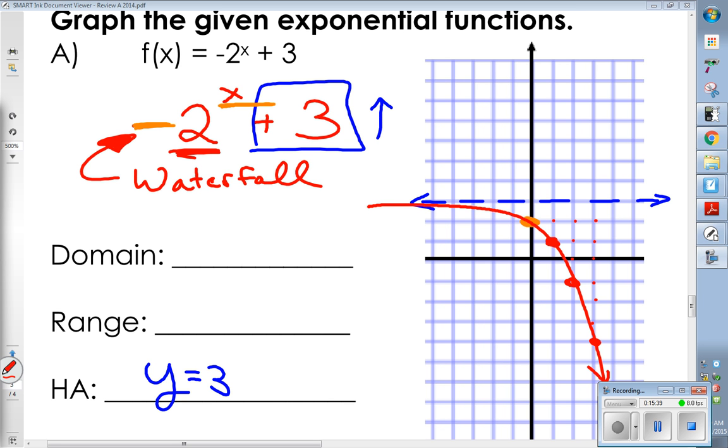Remember how to do domain. If it's an equation, it's the same question we always ask. Is this problem a fraction? Negative 2 to the x plus 3. Is that a fraction? No. Is it a radical? Is it a square root? No. So what's my domain? All real numbers.